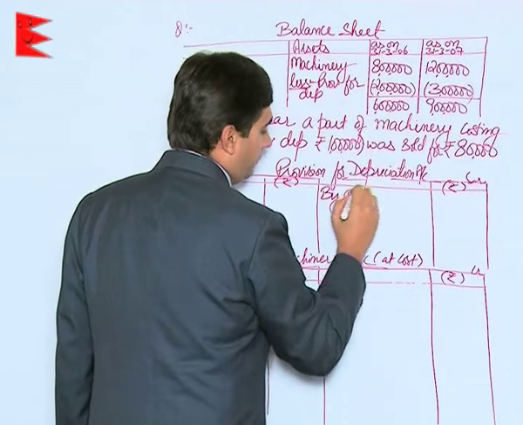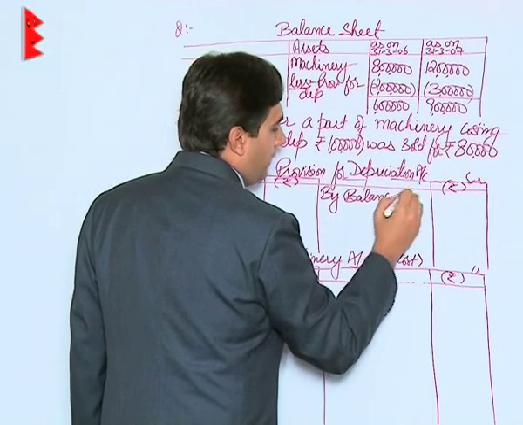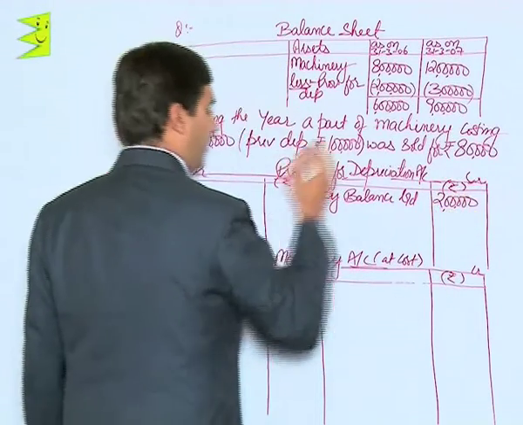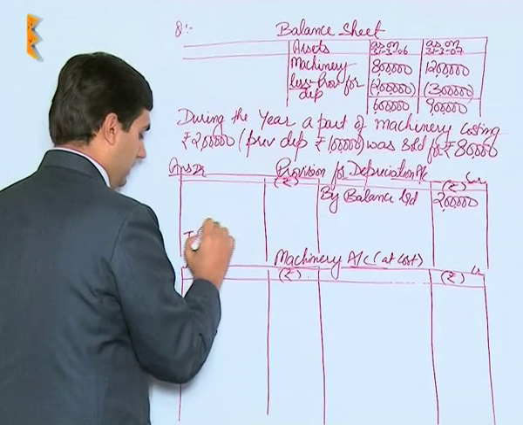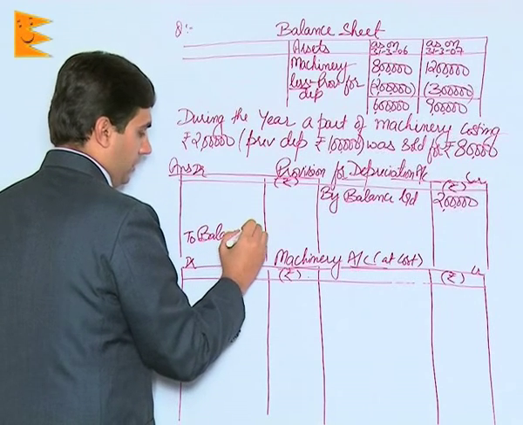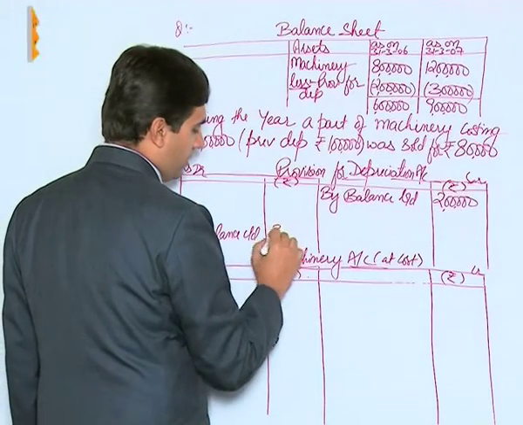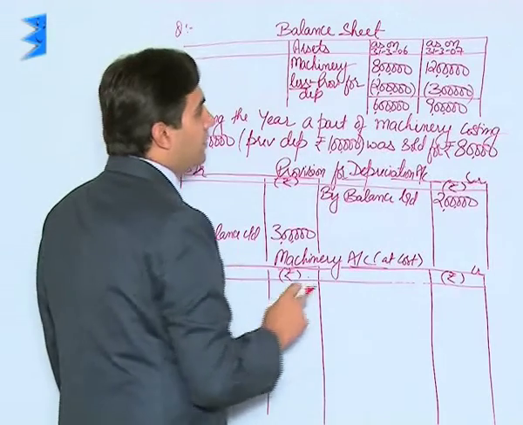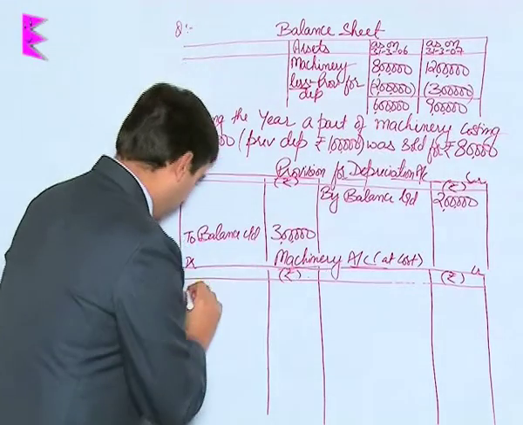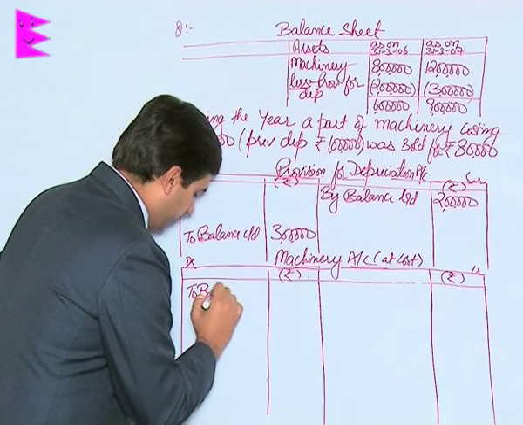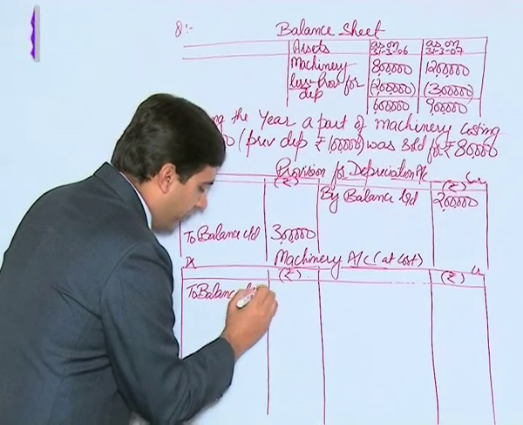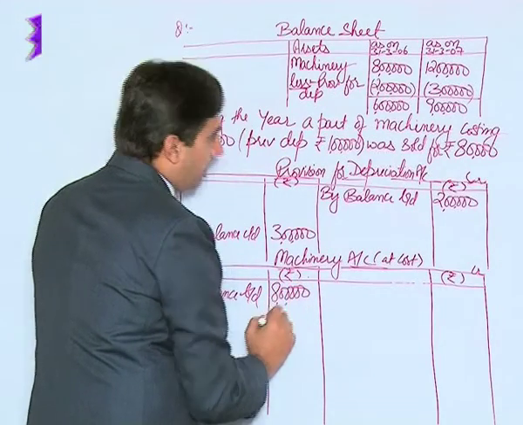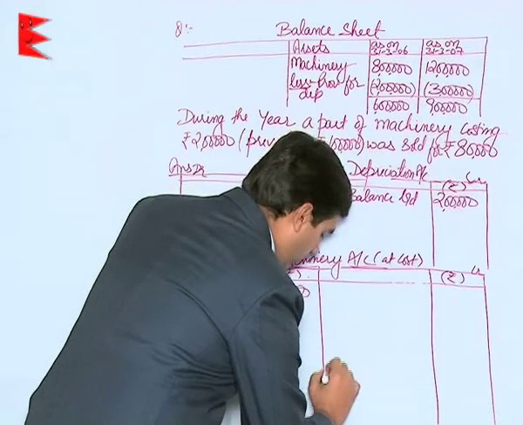Depreciation will have a credit balance. So balance brought down, that is opening balance, 2 lakh, and to balance carried down, that is closing balance, is rupees 3 lakhs. Similarly for machinery account, since it is an asset, it will have a debit balance, balance brought down 8 lakh and balance carried down 12 lakh.